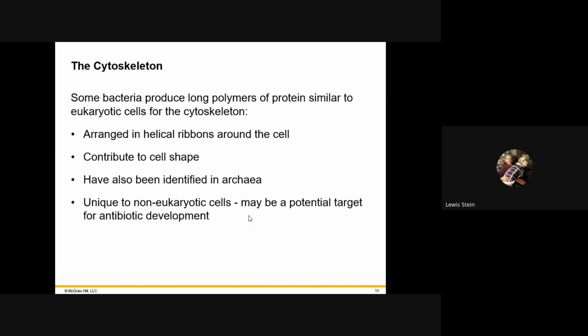They do not have intermediate filaments, the things that make desmosomes, and they don't have microtubules, which is really significant. Microtubules are the things that make flagella and cilia. Even though they have bacterial flagella and eukaryotic flagella, they're totally different.